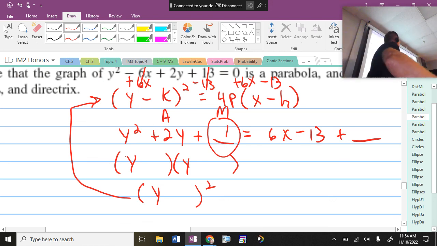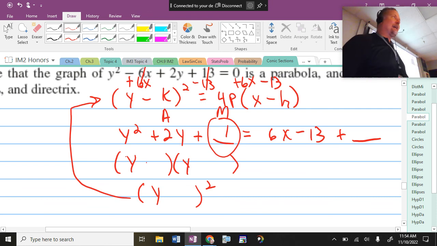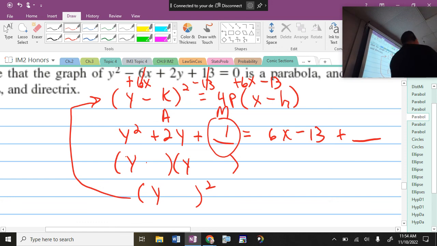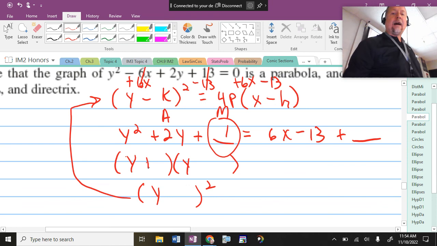What multiplies to 1 and adds to be 2? What two numbers? 3, 2, 1, go. Oh my gosh, did you guys forget how to factor? What two numbers multiply by 1 and then add to be 2? 3, 2, 1, go. 1 and 1. So this becomes y plus 1 times y plus 1. You will never write this again, which is y plus 1 squared.